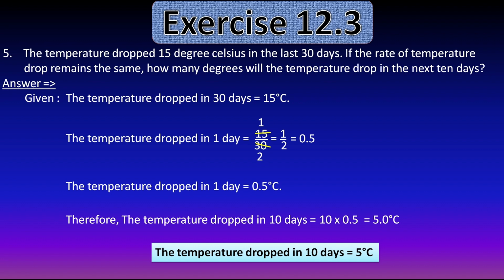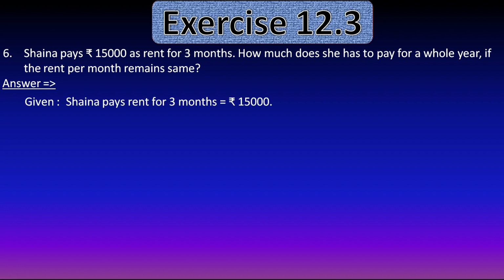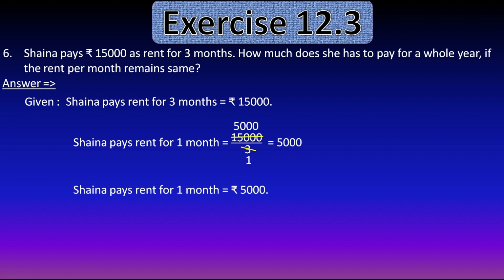Okay. Now let's move to the next question, that is the sixth one. Shaina pays rupees 15,000 as rent for 3 months. How much does she have to pay for a whole year if the rent per month remains the same? Okay. So first of all we will write the given things, that is Shaina pays rent for 3 months is rupees 15,000. That means she pays for 1 month by dividing 15,000 by 3. Okay. So here 3 ones are 3 and 3 5s are 15. That means 5,000. She pays rent for 1 month is rupees 5,000.